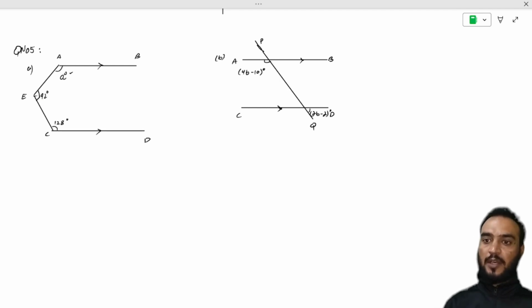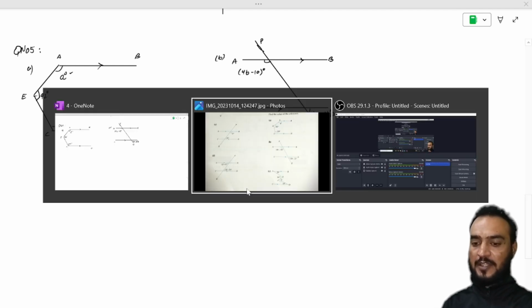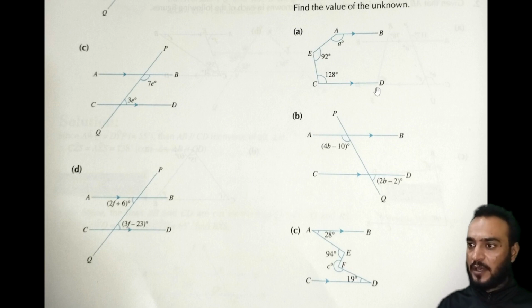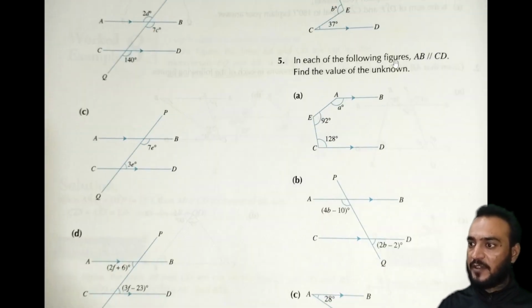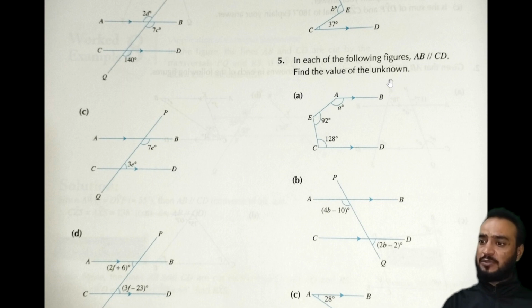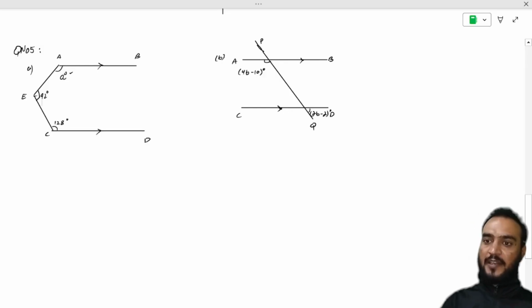So let us solve question number 5. First of all, we will see question number 5 in the book, and this is question number 5. In each of the following figures, AB is parallel to CD. Find the values of the unknown. This question is very much similar to questions number 3 and 4. A little bit of complication is there, but question number 5, part A is this, where we have to find the value of this A degree.